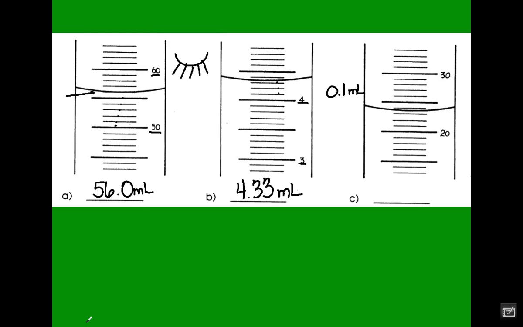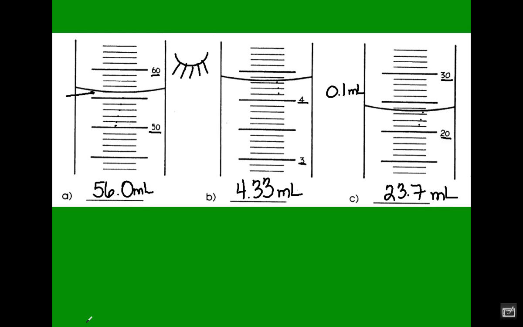Letter C on here, we're back to one that has 1 milliliter in between each of the markings. So in this case, I'm at 20, and then 1, 2, I'm past 3, but I'm not quite to 4. And to me, it looks like I'm a little bit more than halfway, so I'm going to make that 23.7, and my unit is milliliters. So that is when we are dealing with a liquid.